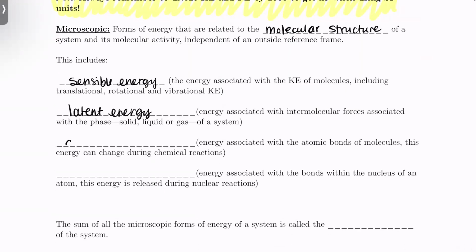It also includes chemical energy. So this energy is associated with atomic bonds between molecules, and then this energy obviously can change during chemical reactions. And then last, we have nuclear energy. So this is associated with the bonds between the nucleus of an atom and its electrons. So this energy is released during nuclear reactions. Okay.